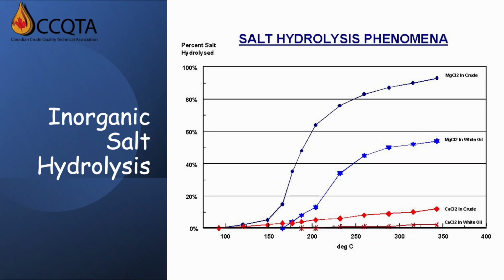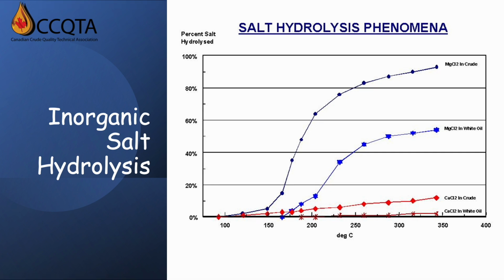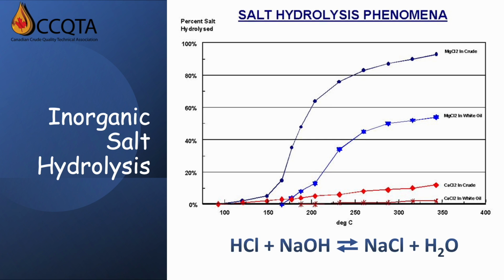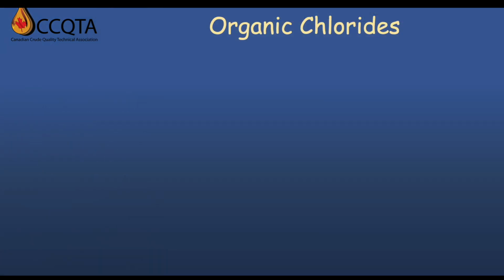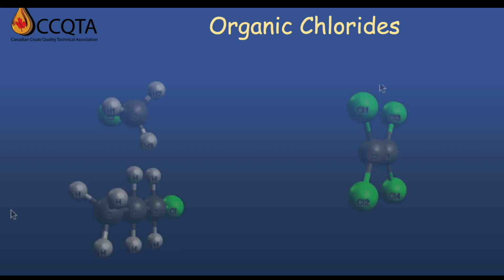Inorganic salt hydrolysis rates are determined by the type of chlorides in the crude. Magnesium chloride is more hydrolyzable than calcium chloride, and sodium chloride has the lowest hydrolysis rate. HCl formation in the crude unit feed is managed by salt removal in the desalter and also by the addition of caustic into the desalted crude. Caustic helps reduce and neutralize hydrochloric acid generation by forcing the reversible reaction to keep the chloride in the sodium chloride state. Now that we've reviewed inorganic chlorides, let's have a look at organic chlorides.